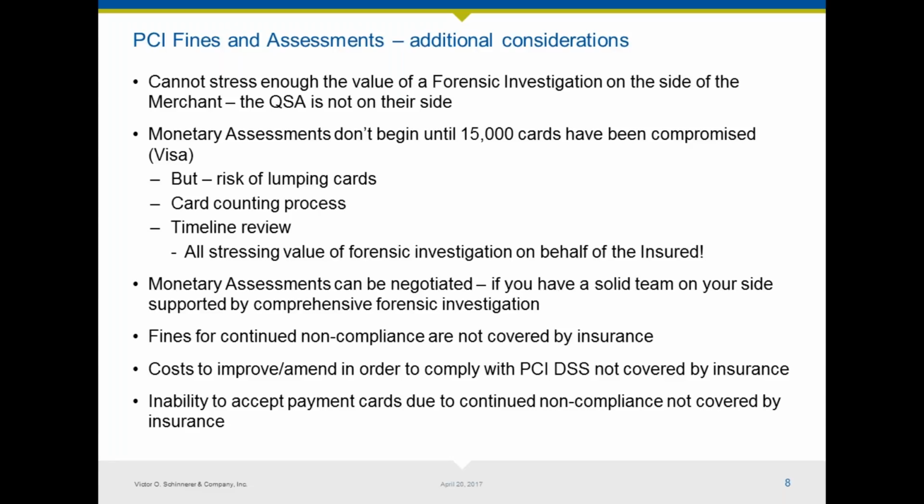And then timeline review. Again, as mentioned earlier, if they make the determination that card A had been compromised on March 1 and card D had been compromised on April 1, the presumption will be that that entire period of time has been a compromised event. That's just the way that they're going to assign it. So they're going to assign all card counting across that time period.